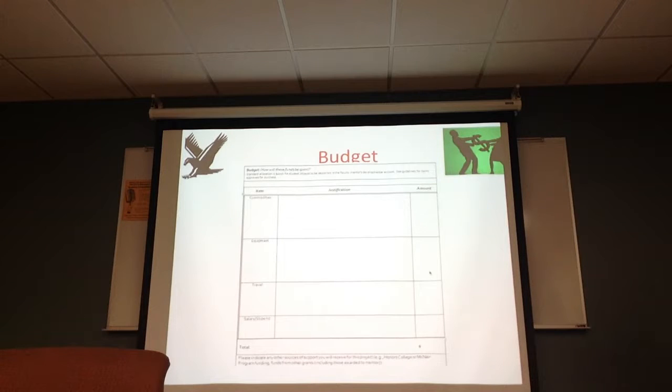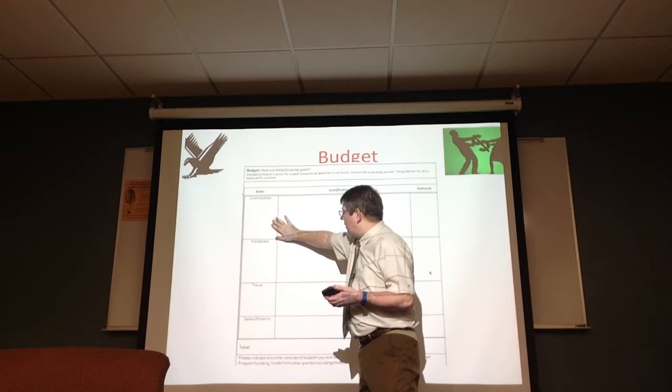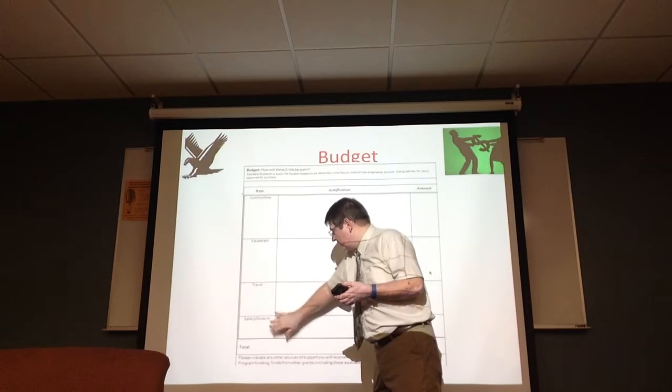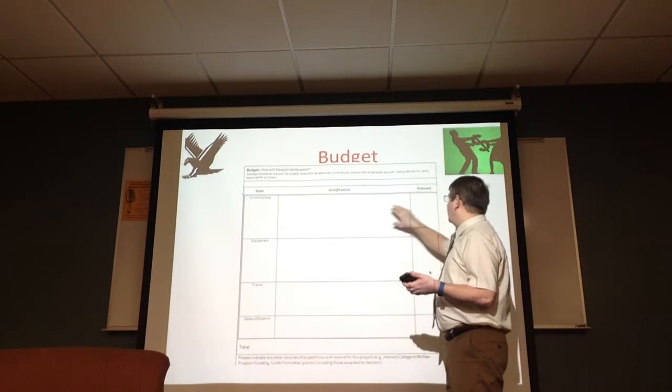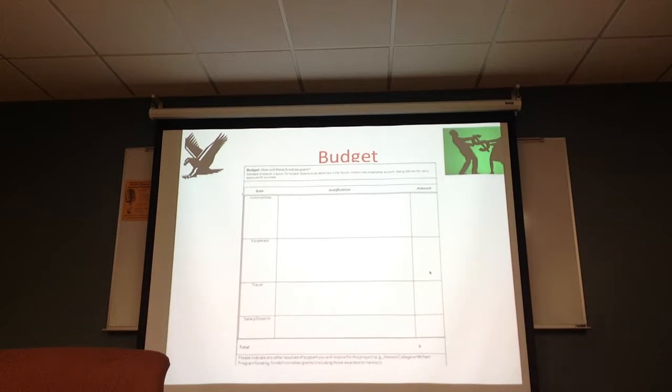Okay? You're going to have an item section. It's broken down into commodities, equipment, travel, salary, stipend, a justification, and the amount. You can request a stipend. So maybe your situation is such that you have to work to help support just life in general. Okay? Well, to do the research, you're going to have to take time off from work, and you still got bills to pay. We understand that.